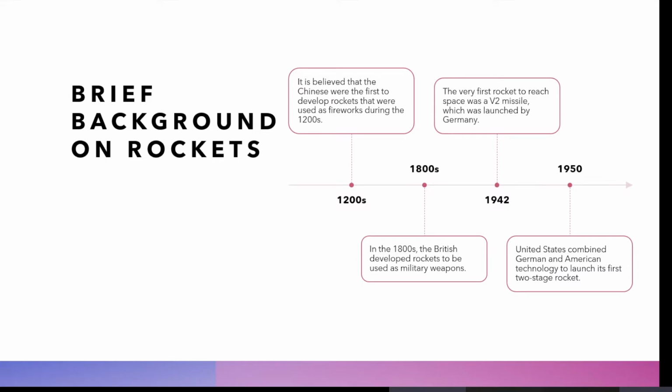Now on to a brief background on rockets. In the 1200s, it is believed that the Chinese were the first to develop rockets, which were used as fireworks. In the 1800s, the British developed rockets to be used as military weapons. In 1942, the very first rocket to reach space was a V-2 missile, launched by Germany. In 1950, the US combined German and American technology to launch its first two-stage rocket.